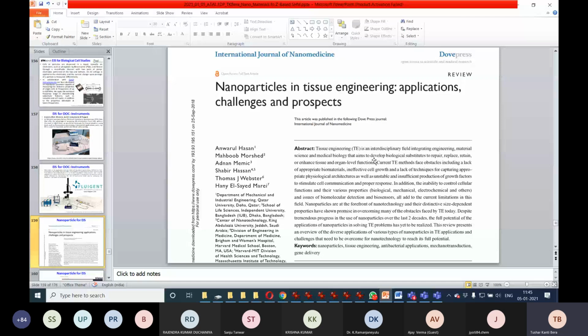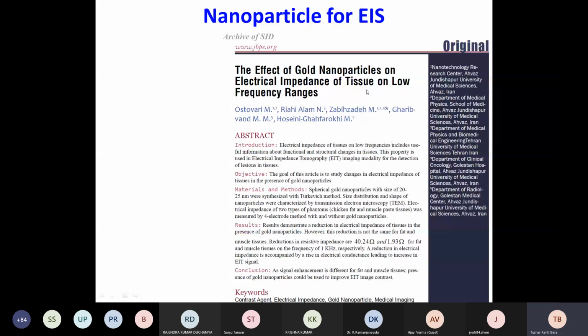In the case of electrical impedance based techniques, we have seen that nanoparticles are useful for increasing the sensitivity of the materials. If the sensitivity is found to be less, then we can apply some nanoparticle technology. Consider the effect of gold nanoparticles on the electrical impedance of tissue in low frequency ranges. If the frequency is less, then we will find the impedance will be more. But if we inject some gold nanoparticles, the impedance of the material will be reduced. And sometimes the information at low frequency is also required to be studied.